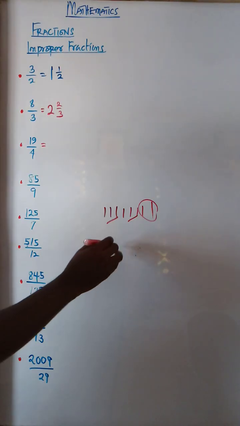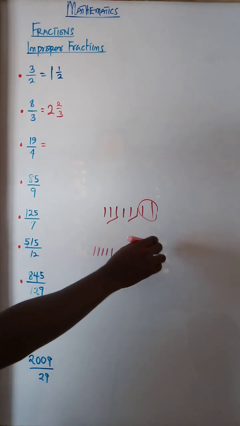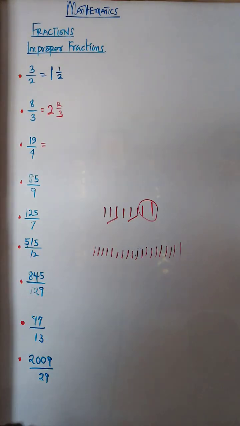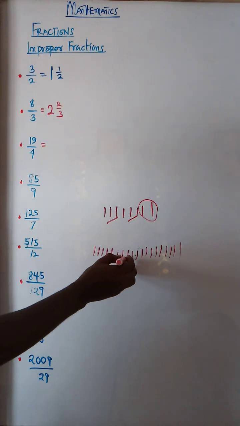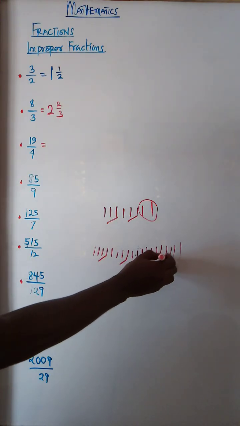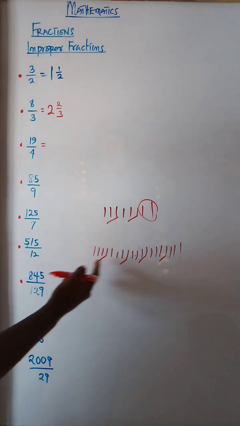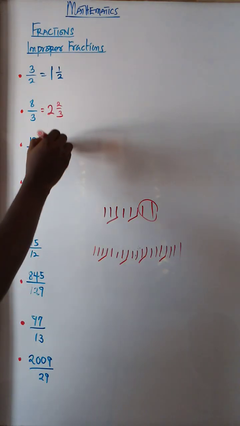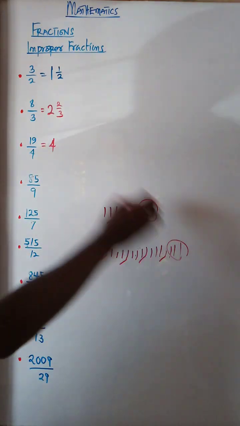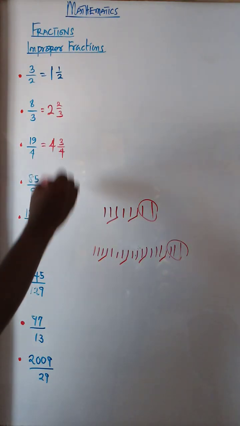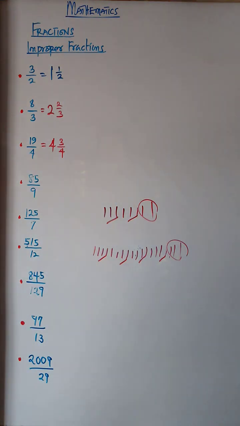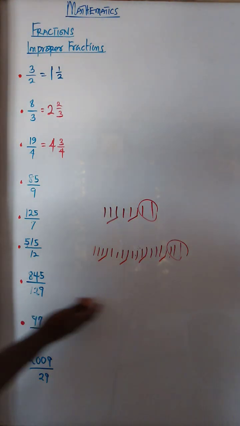1, 2, 3, 4, 5, 6, 7, 8, 9, 10, 11, 12, 13, 14, 15, 16, 17, 18, 19. So in 4 places. 4, 4, 4, 4. Remaining 3. 4 appears how many times? 1, 2, 3, 4. We have 4 fours and we have 3 left out of the 4 division. So over 85, are you going to write 85 strokes?